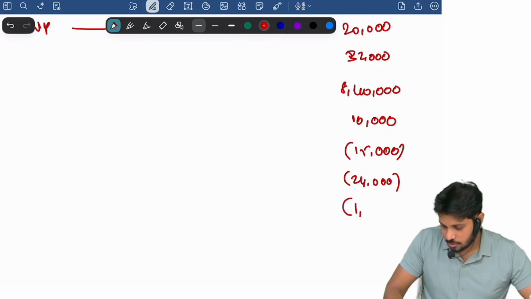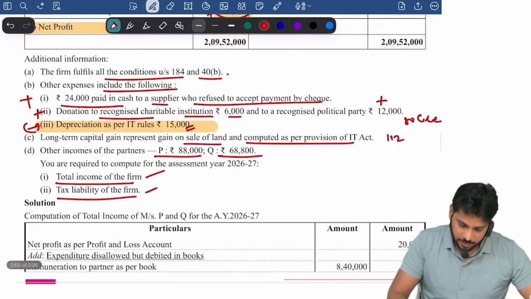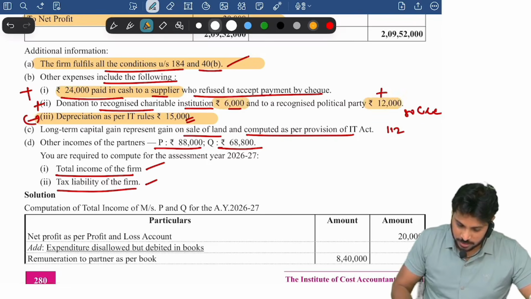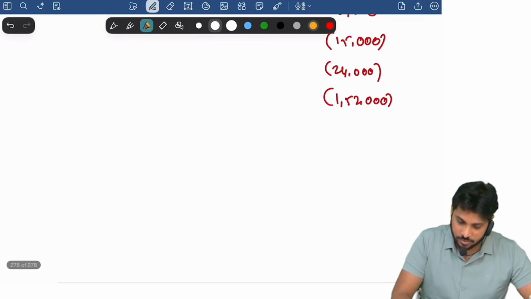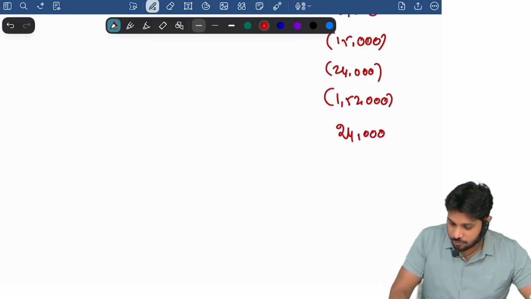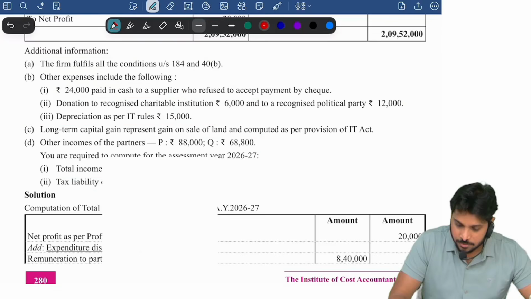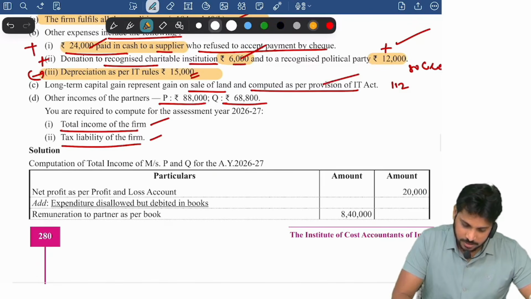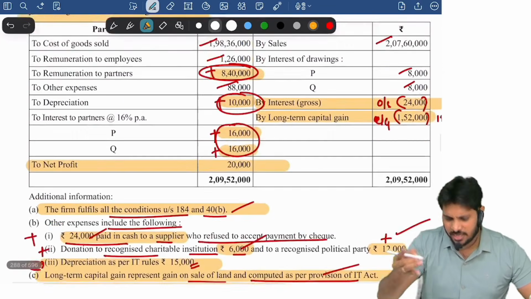24,000 and 1,52,000 I will reduce it. So the firm fulfills all the conditions, considered. Other expenses include 24,000 paid to supplier, 6,000 plus 12,000. How much is that? 24,000 plus 6,000 plus 12,000, total 42,000. But I'll add individually. 24,000 fully paid in cash. 6,000 charitable, 80G related. 80GGC related, 12,000. Correct? Long term capital gain considered. Yes or no? Other incomes of the partners considered. Okay, this is for the partner; this is not there in the P&L item.